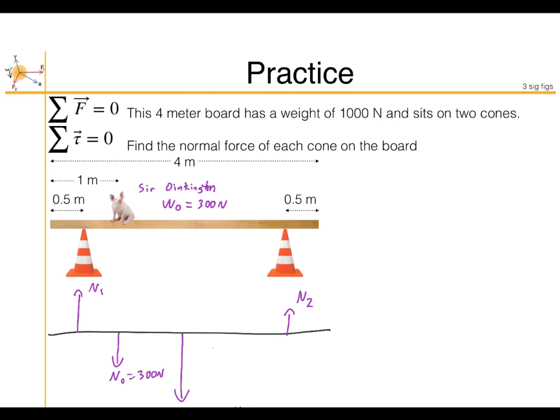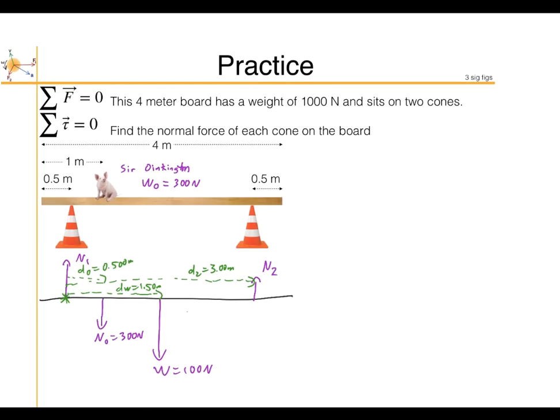Just to get ahead of the game, let's calculate all these distances. I'm going to pick this as my pivot point. This distance here is 0.5 meter, so we'll call that d, the distance of Sir Oinkington: 0.500 meters. There's also the distance from the pivot point to the weight, 1.50 meters. And there's the distance all the way out here, distance 2, which is 3.00 meters. So we have the distance of all those forces around our pivot point.